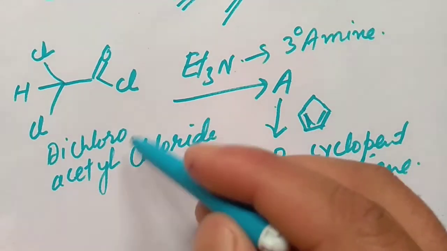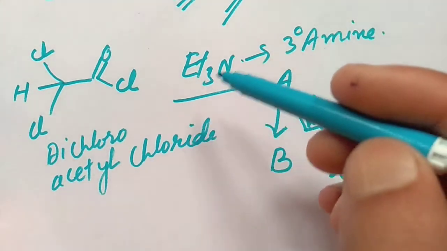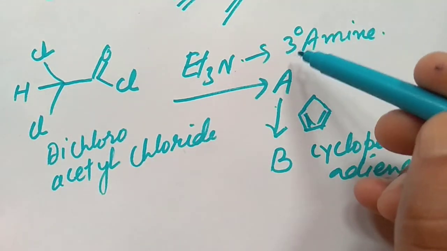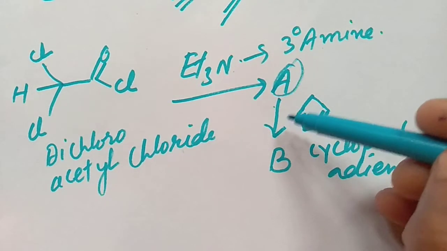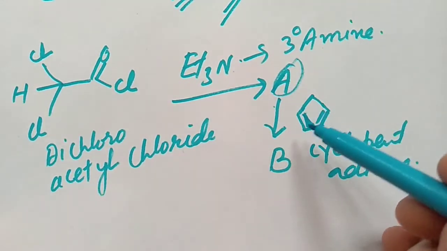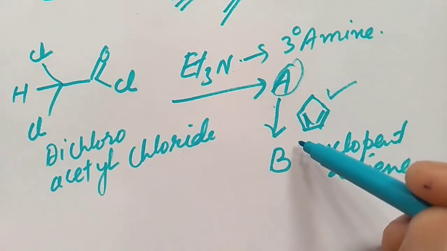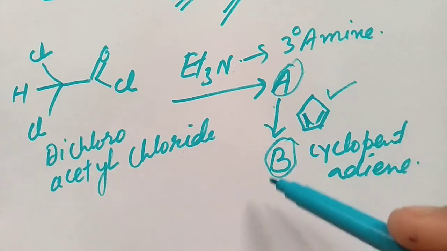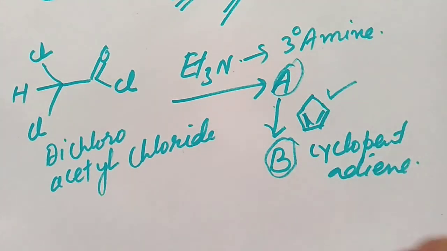Now there is a reaction. This is dichloroacetyl chloride. First it reacts with triethylamine. Then what is A? Now A reacts with cyclopentadiene. This is cyclopentadiene, and we get B, the final product. So what are A and B? Let us discuss here.